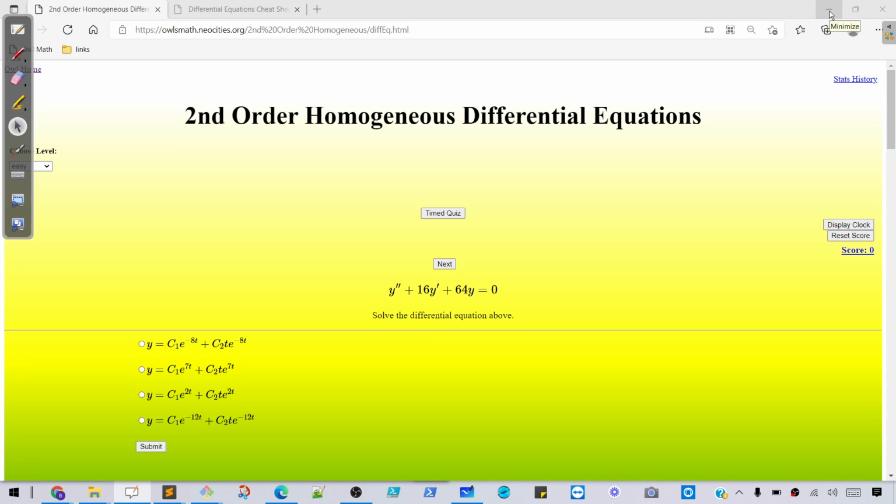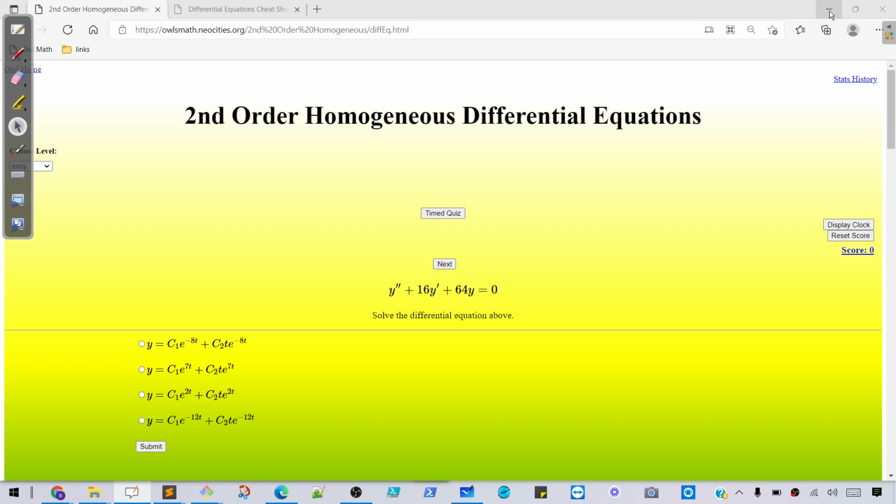So what I'm looking at here is a second order homogeneous differential equation. This is the second video in this series. In the first one, we did an introduction to homogeneous differential equations, and we looked at the distinct real root case. Today we're going to look at the repeat real root case.